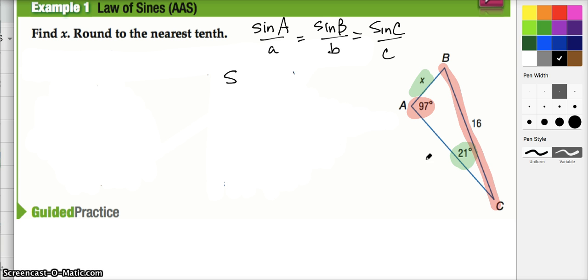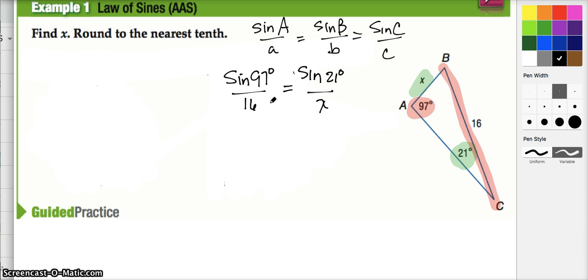We can't do it for B, right? Because we don't know what angle B is. Well, I guess we do if we just do some subtraction, but you know what I'm trying to say. But we don't have the pair of angle and side, and that's what we need. So sine of 97 degrees over 16 is equal to, use what you've got to get what you want, and we want what's in green: sine of angle C, which is 21 degrees, over X, which is side C.